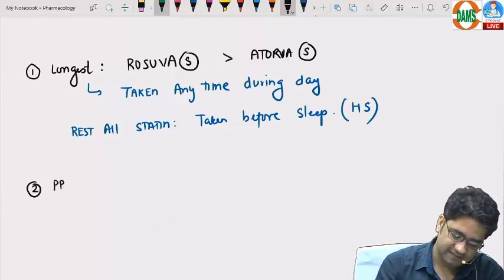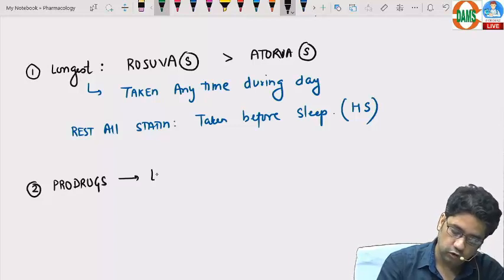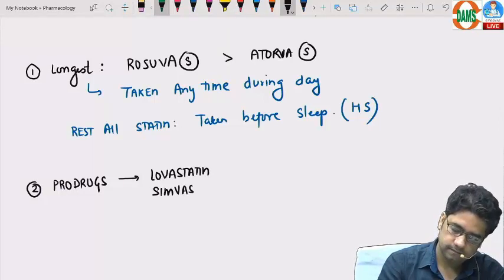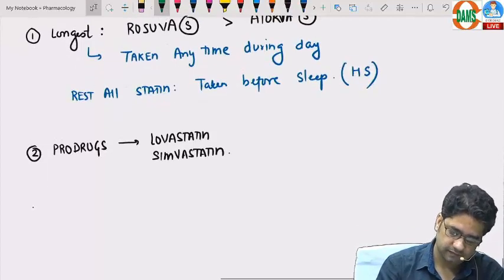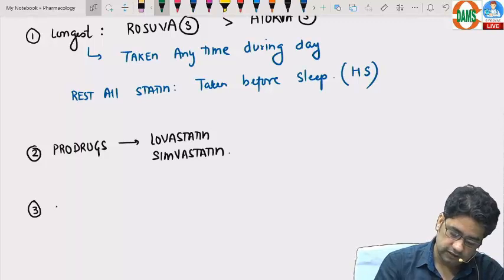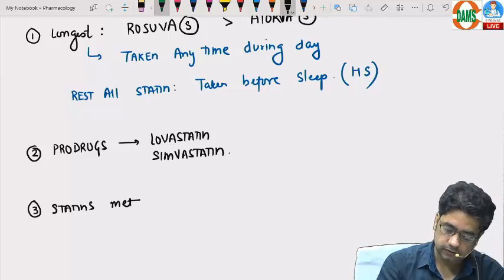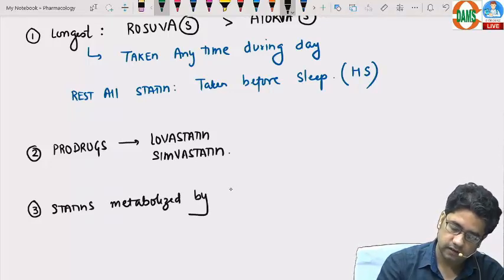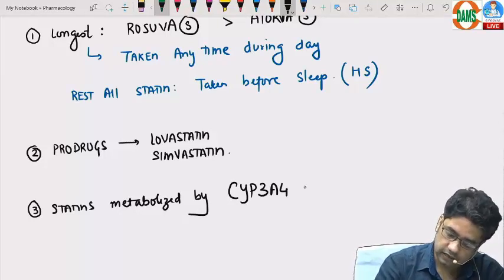Prodrugs: lovastatin and simvastatin. Next point, statins are metabolized by CYP3A4 in liver.